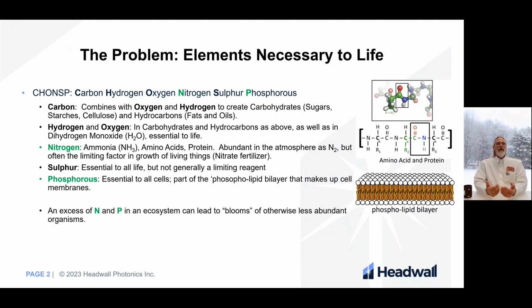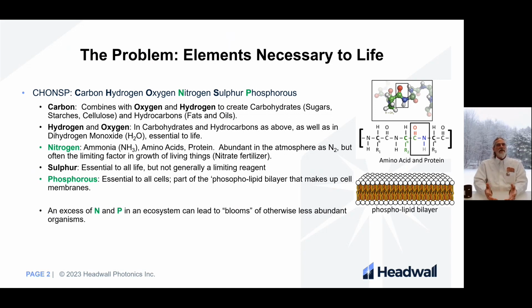And so there are elements necessary to life. If you want to make a potato or a person, the main components you need are carbon, hydrogen, oxygen, nitrogen, sulfur, and phosphorus. Carbon is important. It's the largest component of most living things. It combines with oxygen and hydrogen to create carbohydrates like sugars and starches and cellulose and hydrocarbons. Hydrogen and oxygen are in hydrocarbons and carbohydrates as above. And they're also in hydrogen monoxide, which is in all cells and in all bodies of water, essential to life.